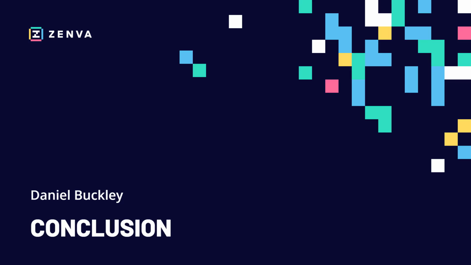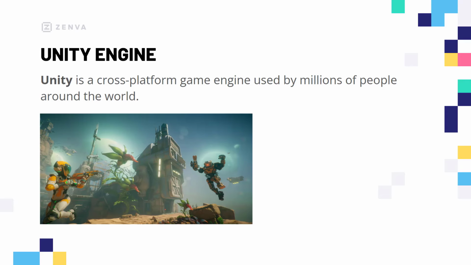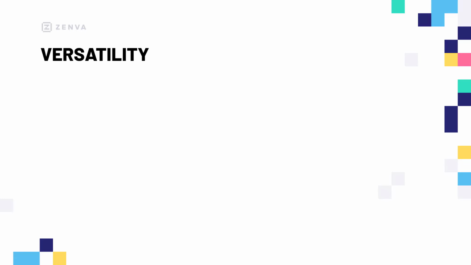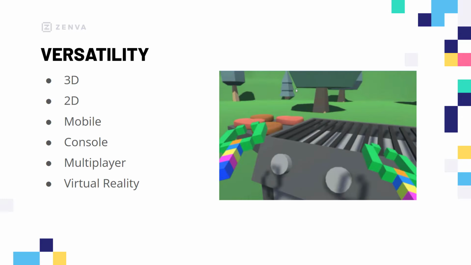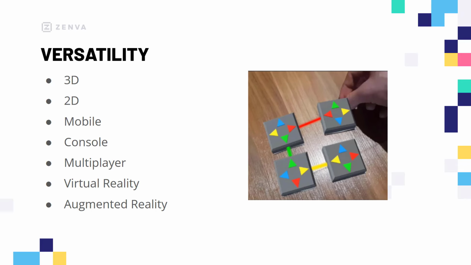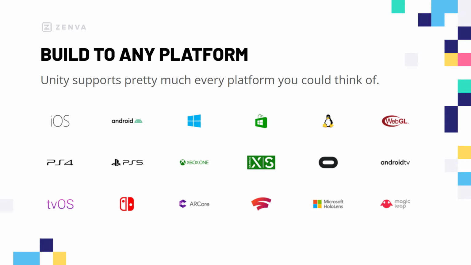Congratulations on completing the course. We just finished having an introductory look at the Unity game engine. Okay, Unity itself is a very versatile engine, allowing us to create all sorts of games. And in the future, you can pretty much create whatever sort of game you wish using this engine, as it allows us to build to pretty much any platform.